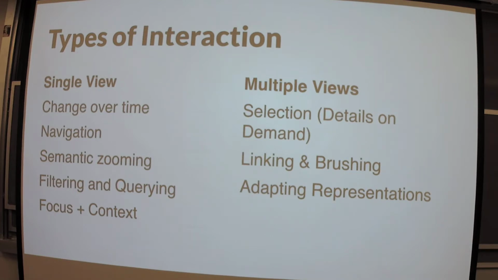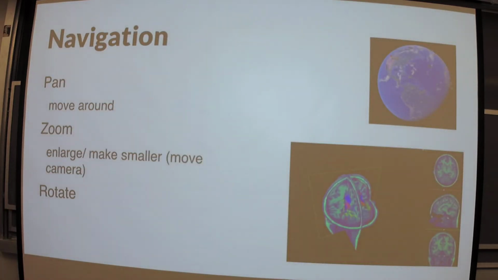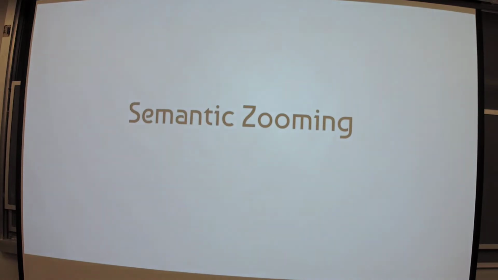And then we talked about a couple of different types of interactions, single and multiple view. And we mostly focused on single view because we have multiple views today: changeable time, navigation, semantic zooming, filtering, querying, and focusing context. And so this is going to be covered in today's lecture. For navigation, we have operations like pan, zoom, and rotate. Rotate is especially important in 3D structures, like if we had an MRI scan, like here at the bottom, or want to navigate on a globe, we use these kinds of interaction modalities.